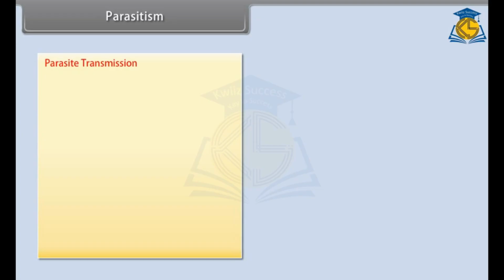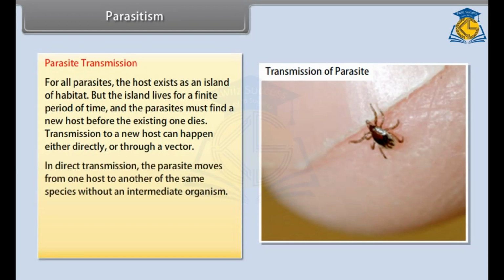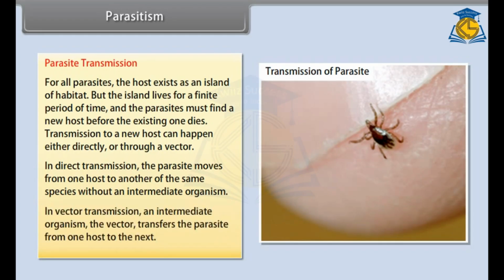Parasite transmission. For all parasites, the host exists as an island of habitat. But the island lives for a finite period of time and the parasites must find a new host before the existing one dies. Transmission to a new host can happen either directly or through a vector. In direct transmission, the parasite moves from one host to another of the same species without an intermediate organism. In vector transmission, an intermediate organism, the vector, transfers the parasite from one host to the next.